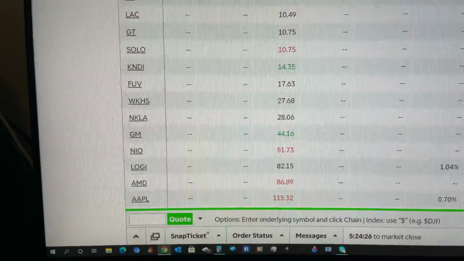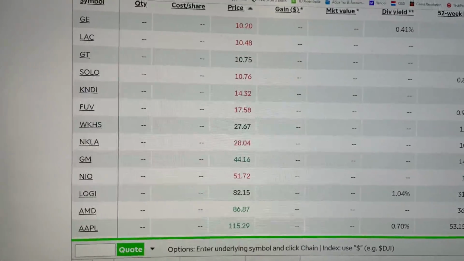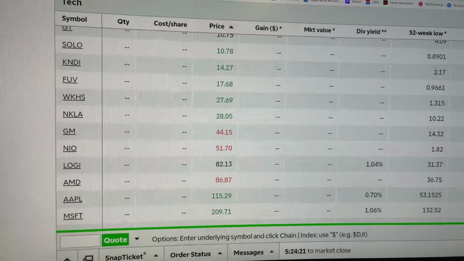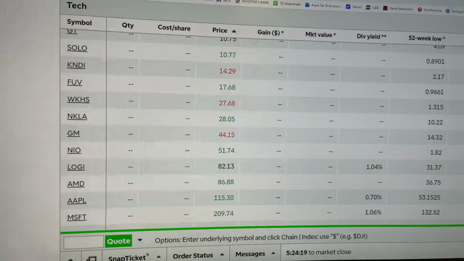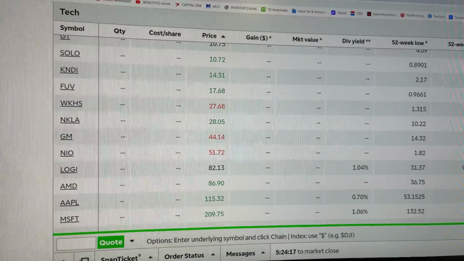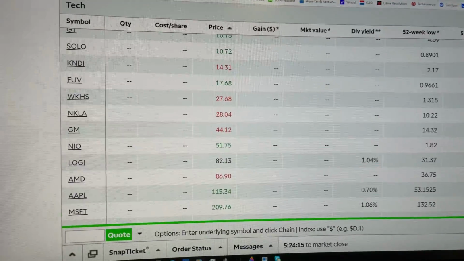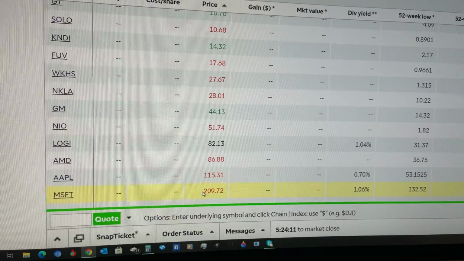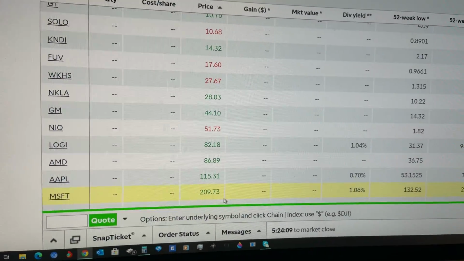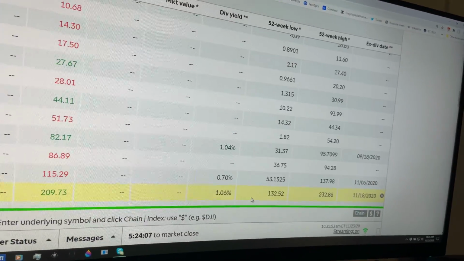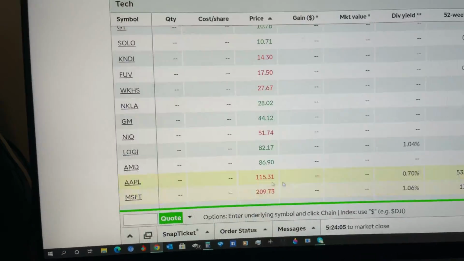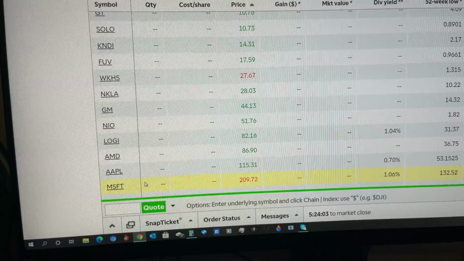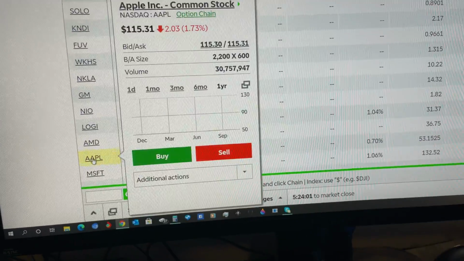Now, AMD, I already know a year from now, AMD is going through $100 within a year because AMD is on the rise. I told y'all to buy AMD and Logitech at $50. I hope y'all listened. Microsoft is doing its thing around $210. It's been up to $232 for the year. But yeah, they're doing their thing. And Apple, as you know, Apple's still doing their thing.